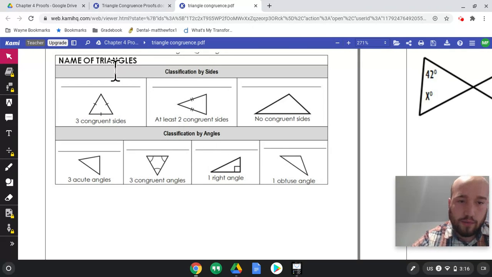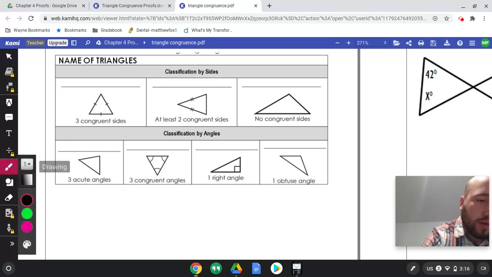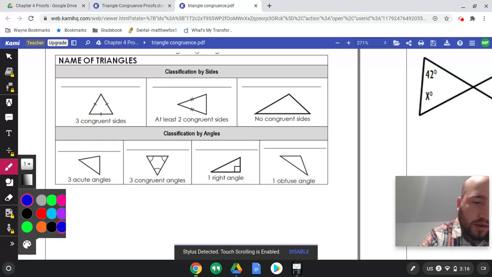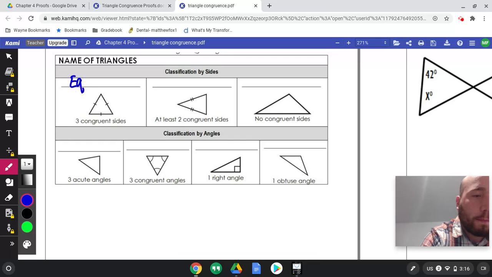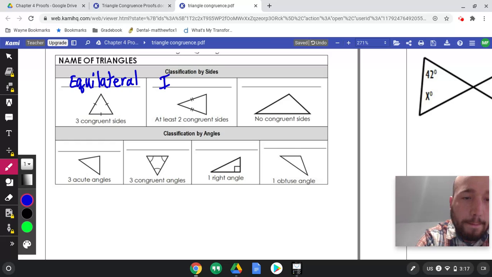Okay, so we're going to start off over here practicing how to classify by sides. So hopefully you remember if there are three congruent sides, then we know that the triangle can be classified as equilateral. All right, so an equilateral triangle has three congruent sides. An isosceles triangle has two congruent sides. And then finally, if there are no congruent sides, we say that it is scalene.